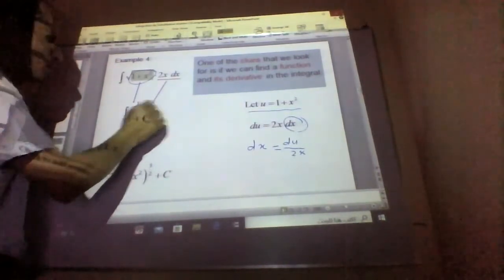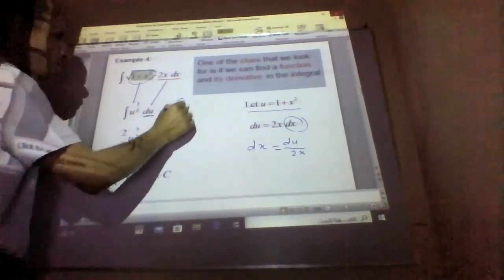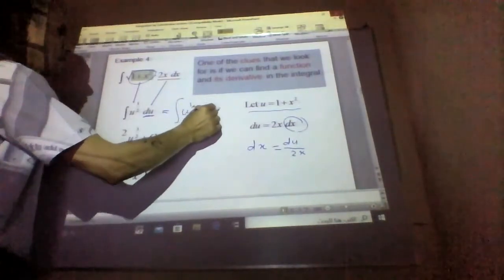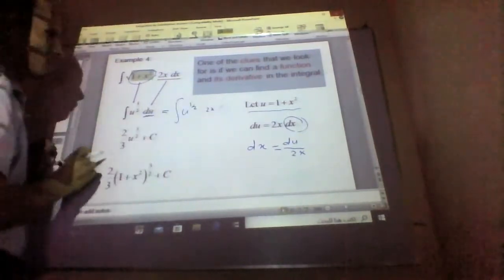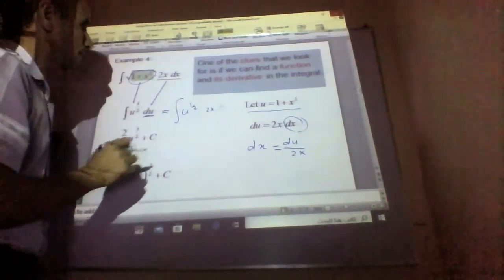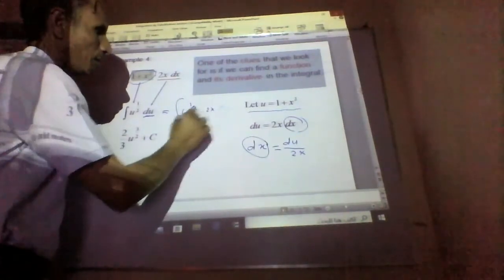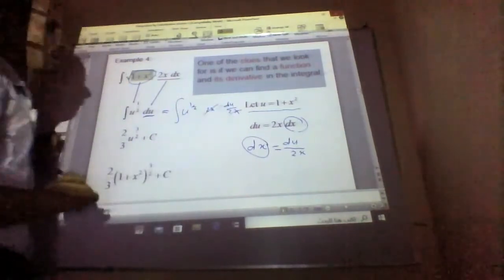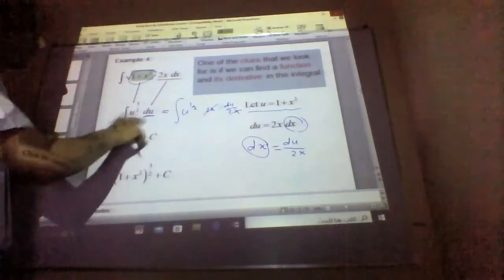Or we can write it like that: u power half, times 2x, and instead of dx, put du over 2x. Now 2x will be cancelled and it will be in the form u power half du.